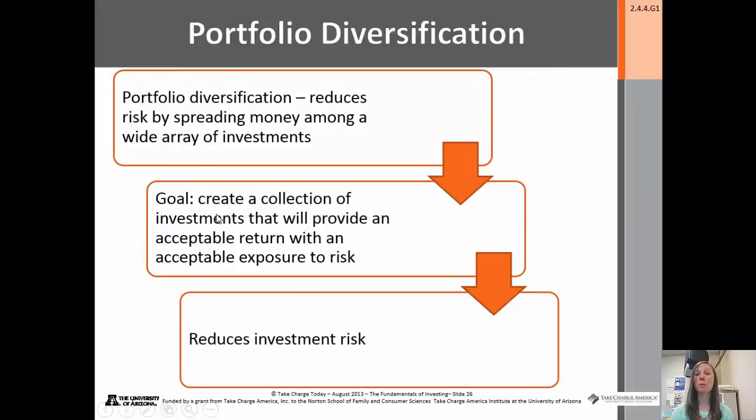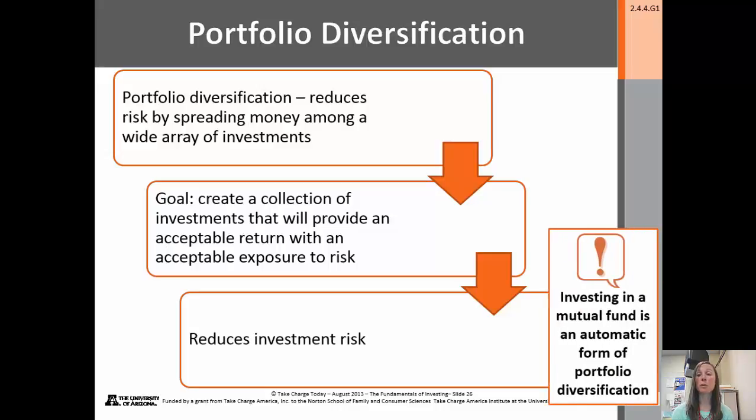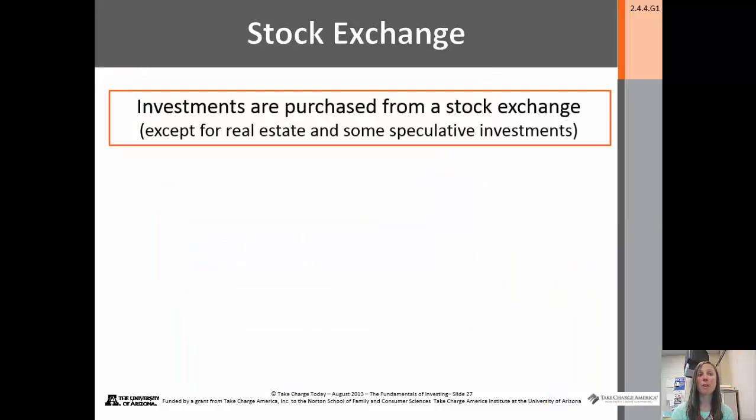It reduces your investment risk by having diversification. And mutual funds are an automatic form of portfolio diversification because a mutual fund is already a collection of stocks and bonds, and even other mutual funds. And so by having that, you're already diversified because you're not having all your eggs in one basket.